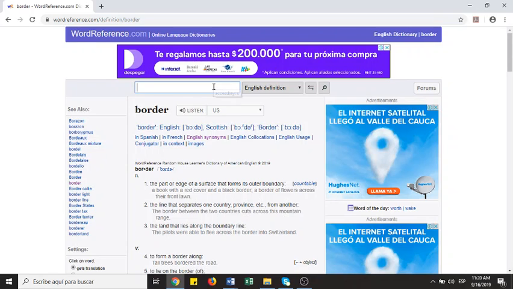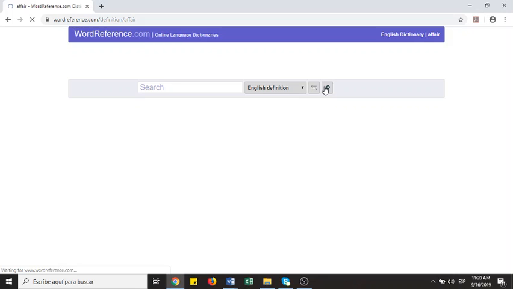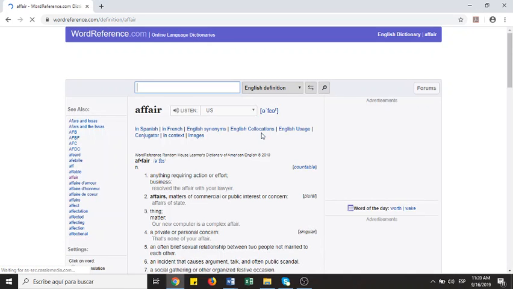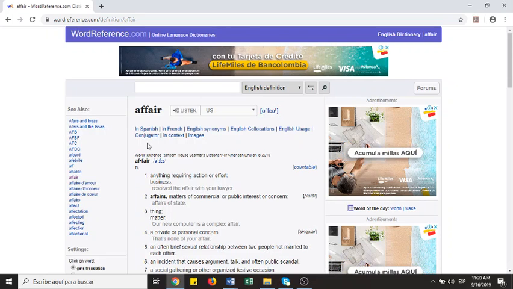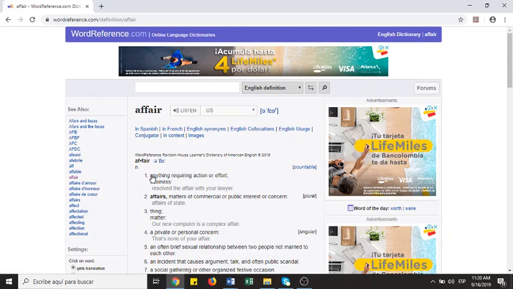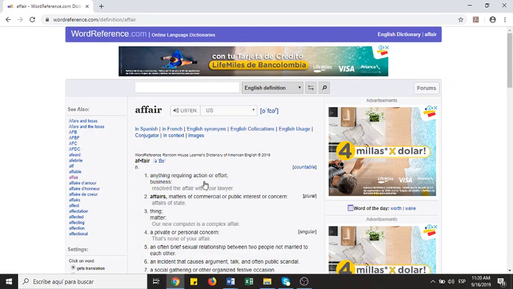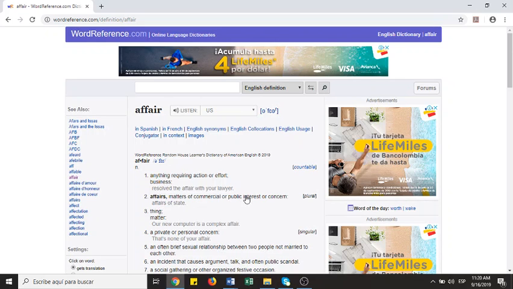The other word that I used there was affair, so I'm going to write it here, in singular. I'm going to ask the web page to show me the definition. It's coming, right? I can see the phonetic here. There is also an option here in Spanish. If you don't know the meaning in Spanish, you can also take a look at it. After anything requiring action or effort, business. I would just go for business. Affairs, matters, a commercial, whatever.